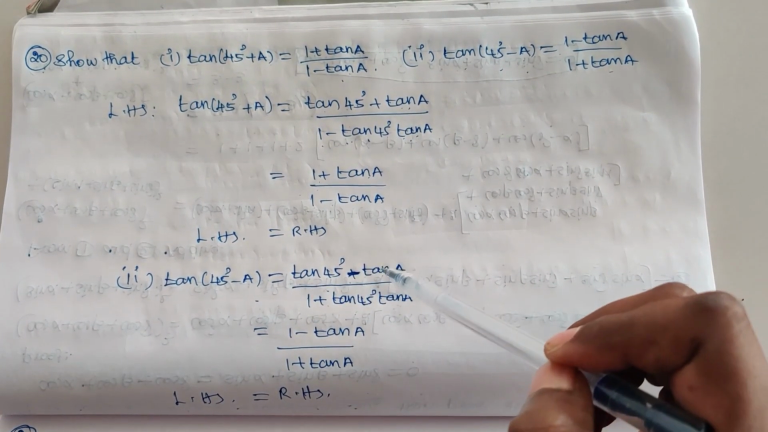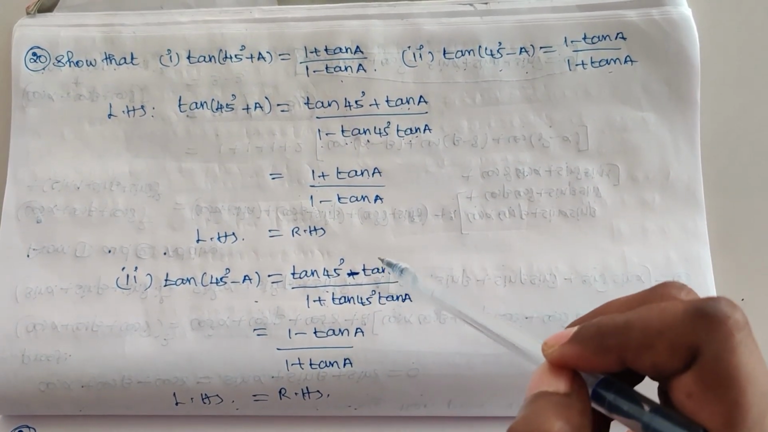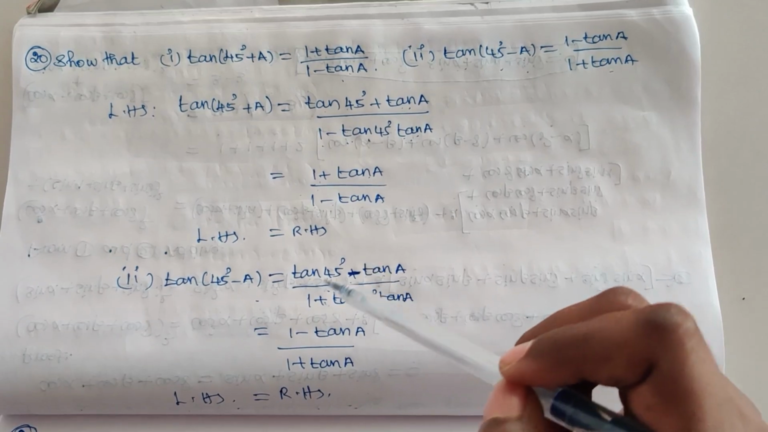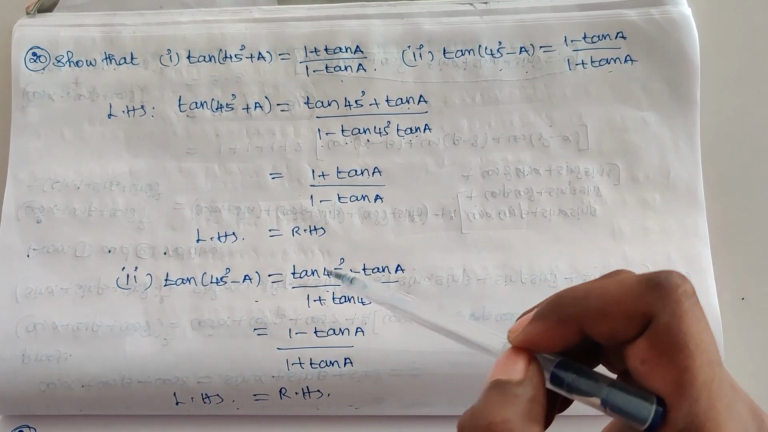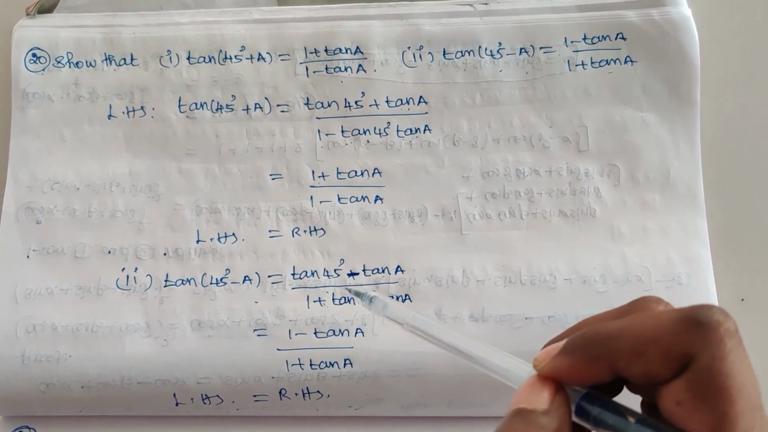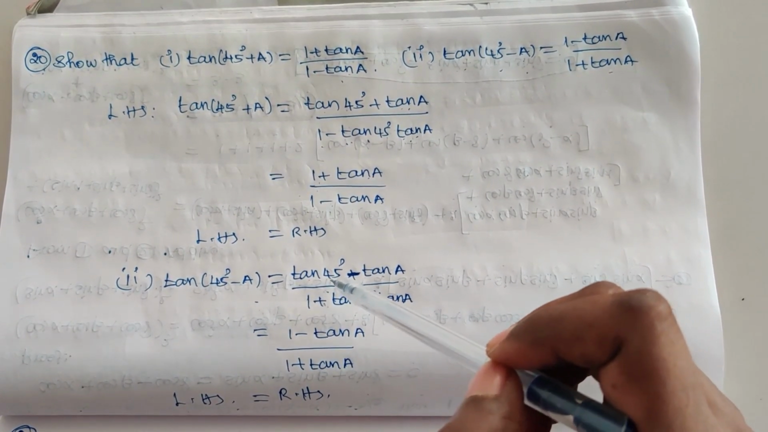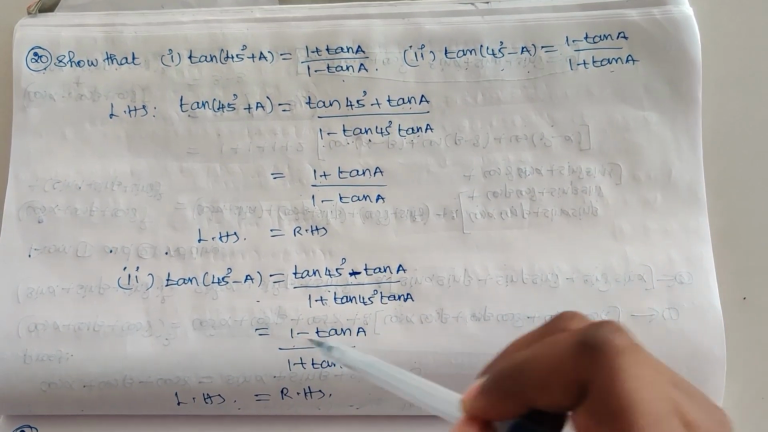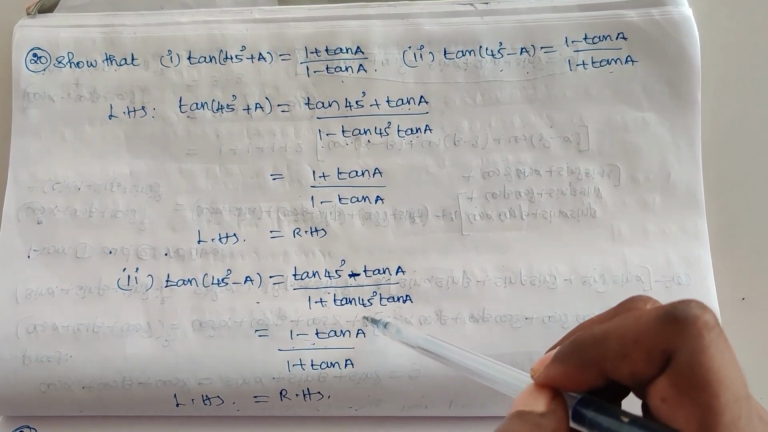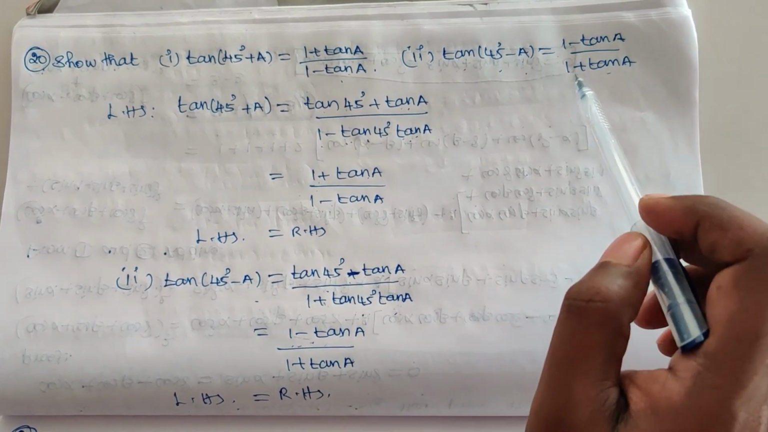Tan 45 minus tan A by 1 plus tan 45 tan A. So this is in the form of what? Tan A minus B. So tan A minus B is equal to tan A minus tan B the whole divided by 1 plus tan A tan B. So I am going to substitute tan 45 value 1: 1 minus tan A the whole divided by 1 plus tan 45 value 1 into tan A. So 1 minus tan A by 1 plus tan A, that is our second proof.